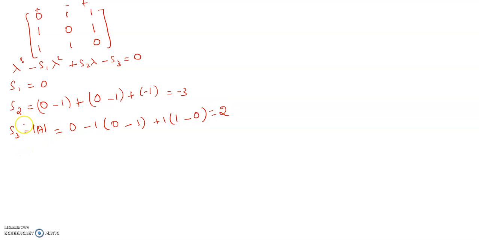Now substitute all the values of S1, S2, S3 in the characteristic equation. So lambda cubed minus S1 is 0, so 0 lambda squared, plus S2 lambda. S2 is minus 3, so this is minus 3 lambda, minus S3, so minus 2 is equal to 0. This is the characteristic equation. Now we have to find the roots of this characteristic equation, and we will use our normal method.